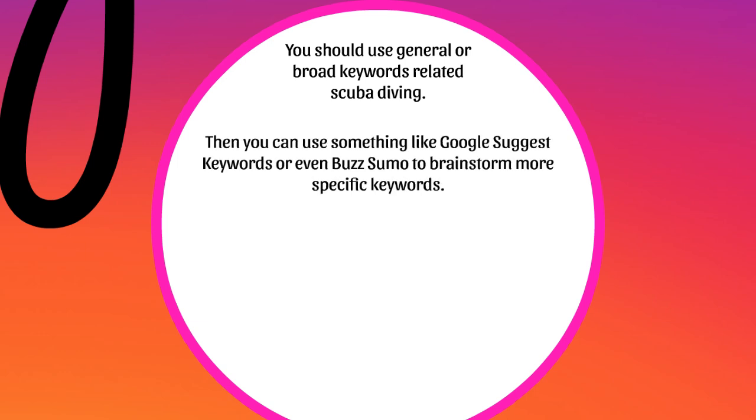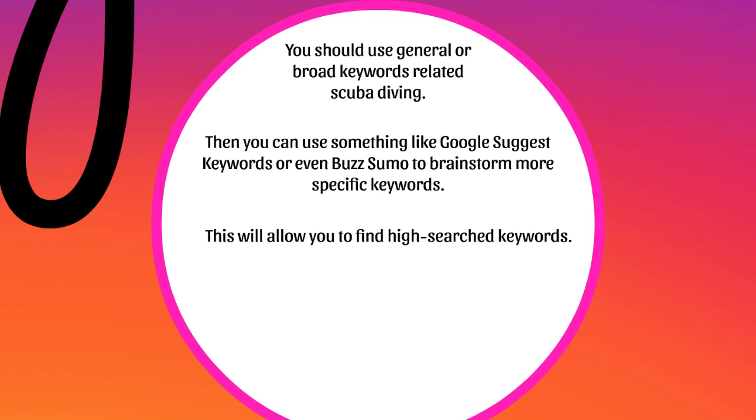Now, I'm going to show you different ways and different tools that you can use to actually break things down so that you can brainstorm more specific keywords. And that way, instead of just posting to post, you have a reason to post. And then you have the ability to post things that people actually want, all right? So we're going to use Google Suggest Keywords, and I'm going to show you in a minute how to actually do all of this, all right?